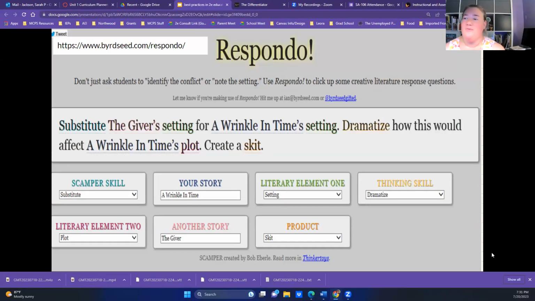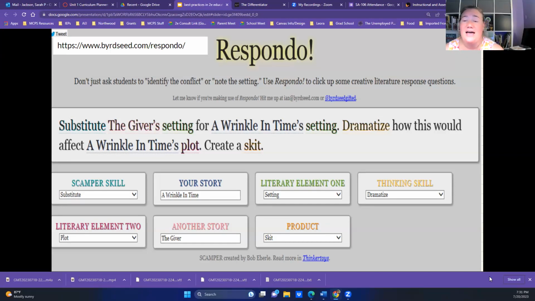Respondo is another great one because, again, this gives us an opportunity to allow for more complex thinking. One of the things I really like about it is that within English, this is really meant for literature, different ways for our students to compare knowledge of different topics, of different elements, of different stories. And I think kids can get really, really creative with this.